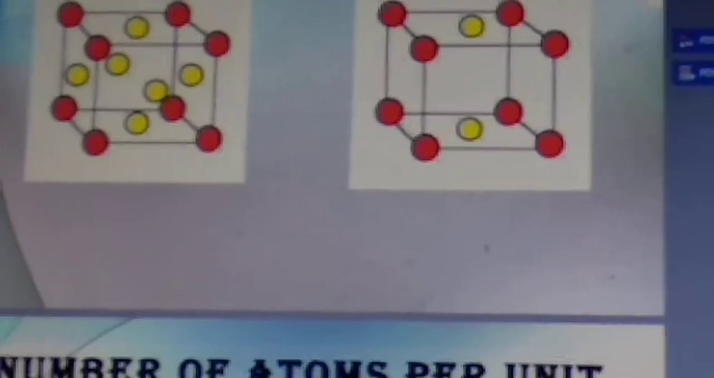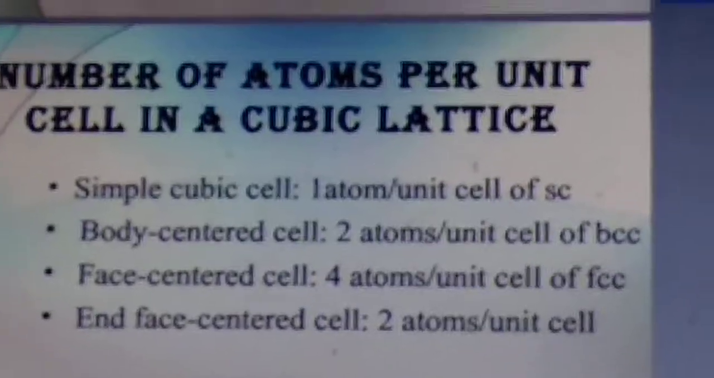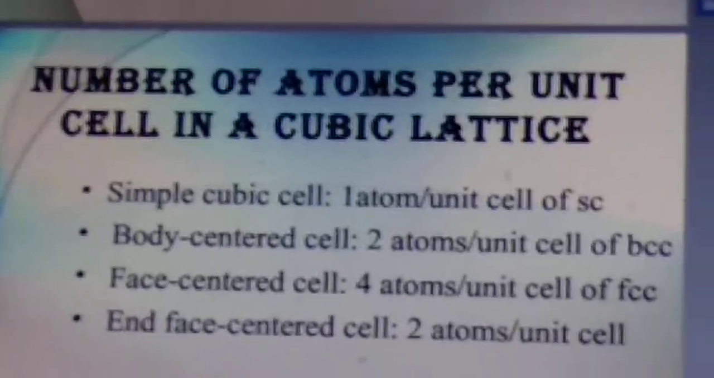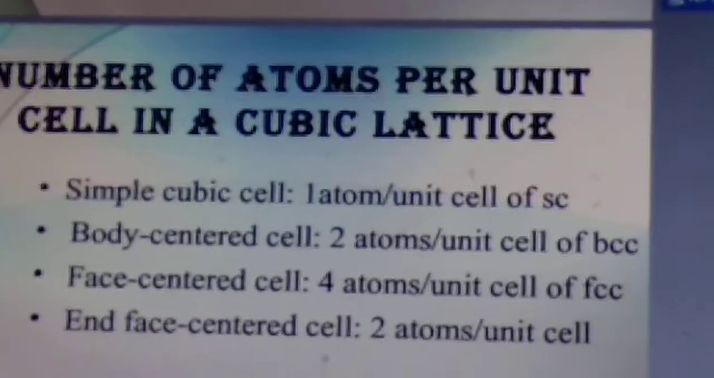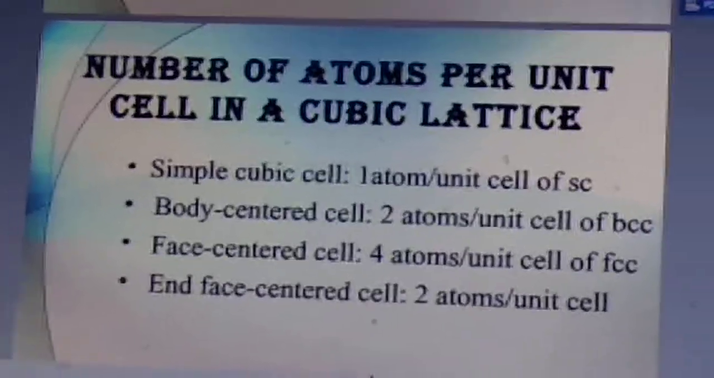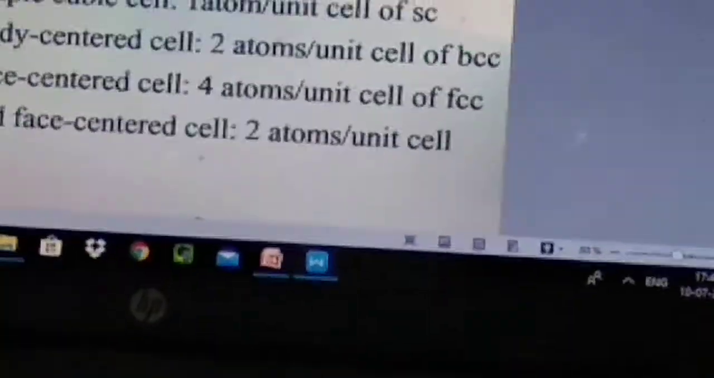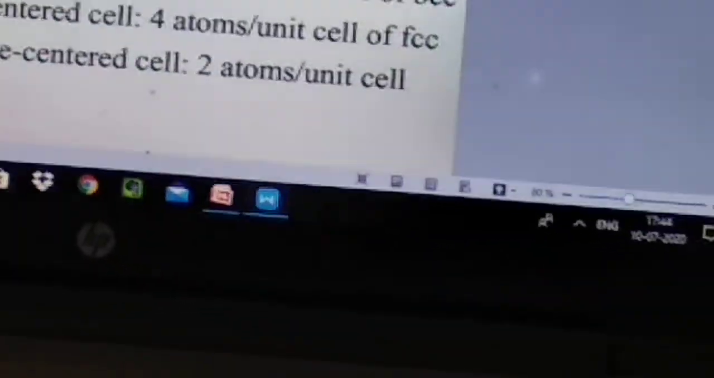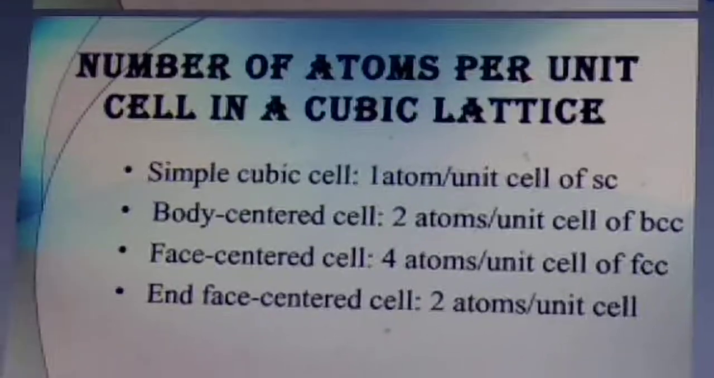Number of atoms per unit cell in the cubic lattice. This is very, very important. Simple cubic lattice, that is 1 atom. 1 atom means per corner: total corners 8, and per corner 1 by 8 part of the particle is present. So 1 by 8 into 8, that is 1 atom present in the simple cubic lattice. And body centered cell, 2 atoms, that is 1 by 8 into 8 plus 1, total 2 atoms. Face centered, 4 atoms.